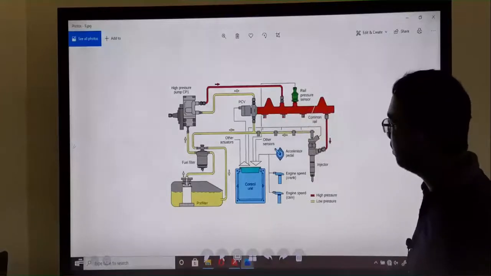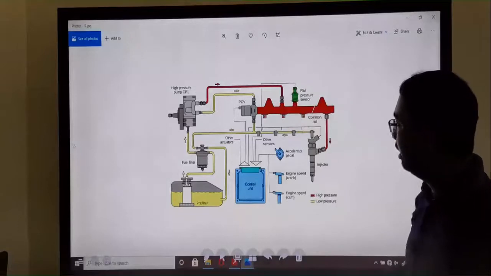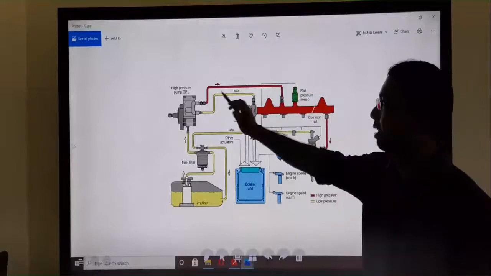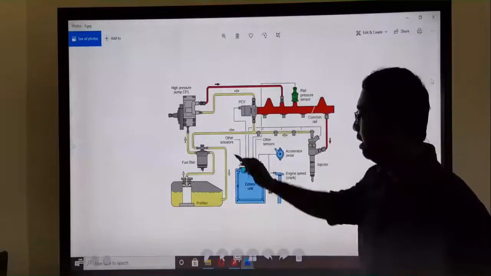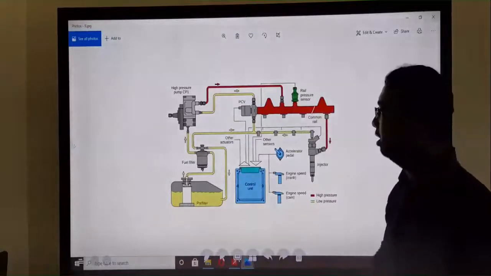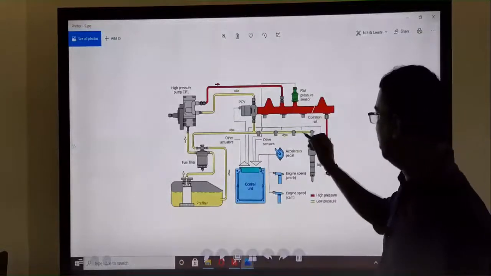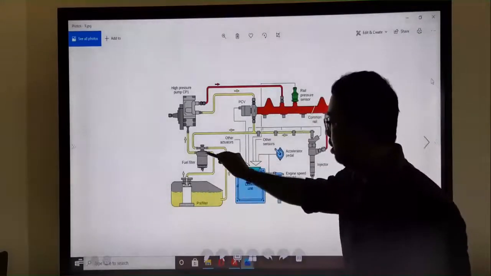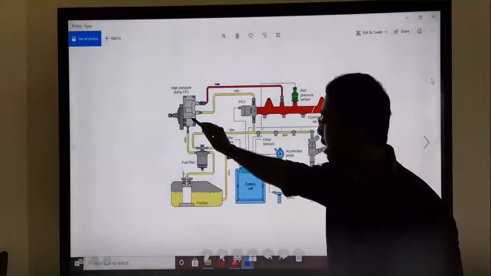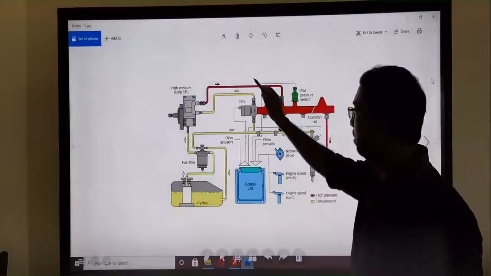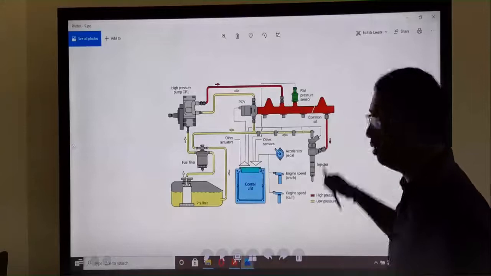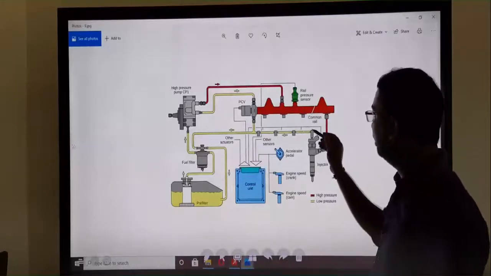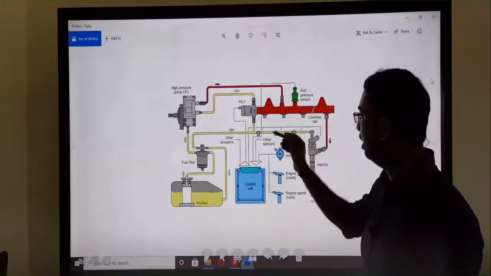This is the supply line for the other injectors. In this type of model we don't need the accumulator, because the high pressure pump maintains the high pressure, so these lines are always pressurized. This yellow line is the return line. The supply goes from the fuel filter to the high pressure pump, the pump supplies the common rail, and the common rail supplies the injectors. After injecting, some fuel remains, and this remaining fuel comes to the return line.